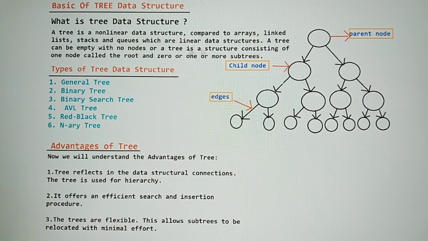A tree can be empty with no nodes, or a tree is a structure consisting of one node called the root and zero or one or more subtrees. I'll explain the tree data structure briefly. You can see this is the main frame of the tree data structure.